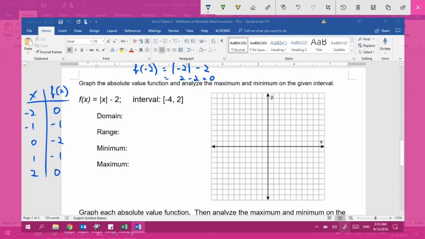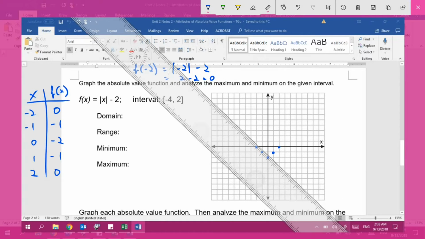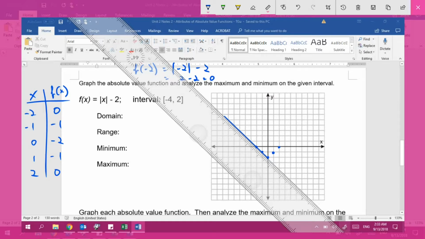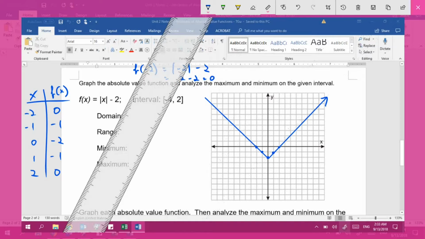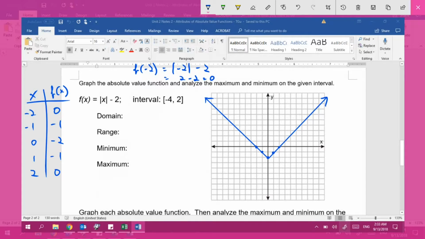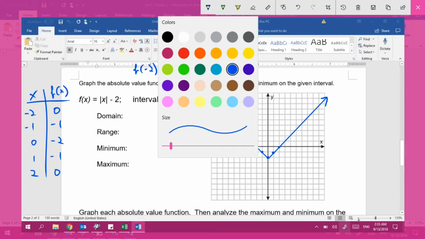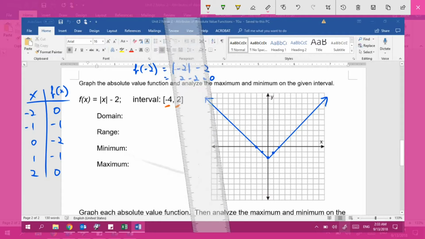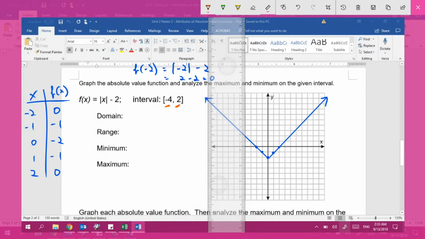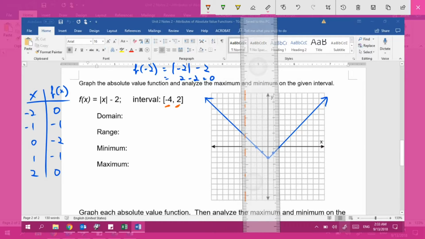So let's plot these points. Negative 2, 0. Negative 1, negative 1. 0, negative 2. 1, negative 1. And 2, 0. Connect these points to make our graph, all the way. Okay, so now we're going to draw our interval. The interval I'm doing in orange, and it's from negative 4 to positive 2. So negative 4 is over here, and positive 2 is right here.